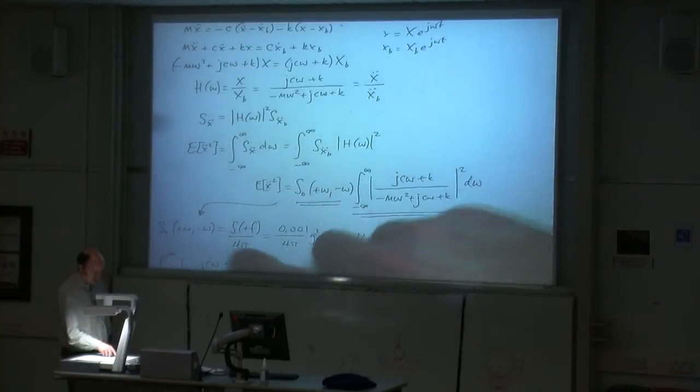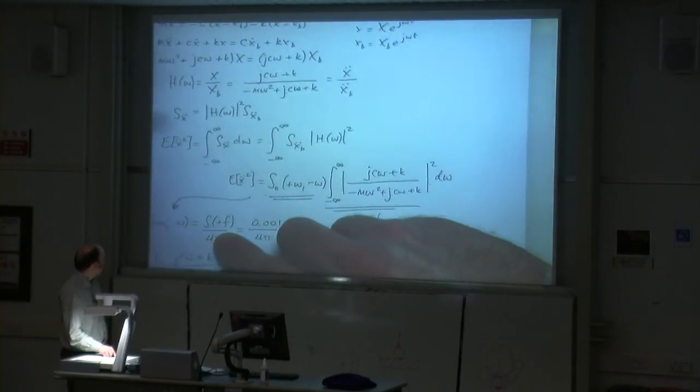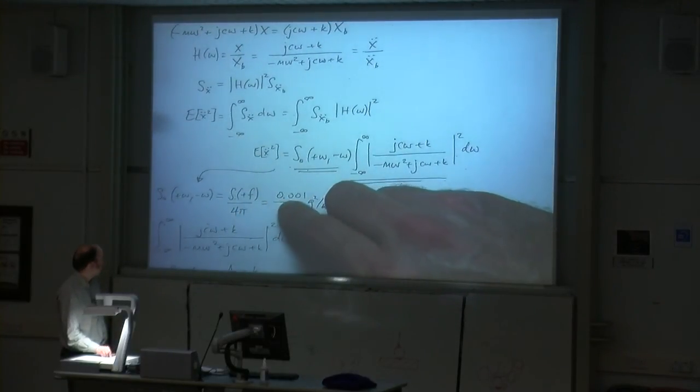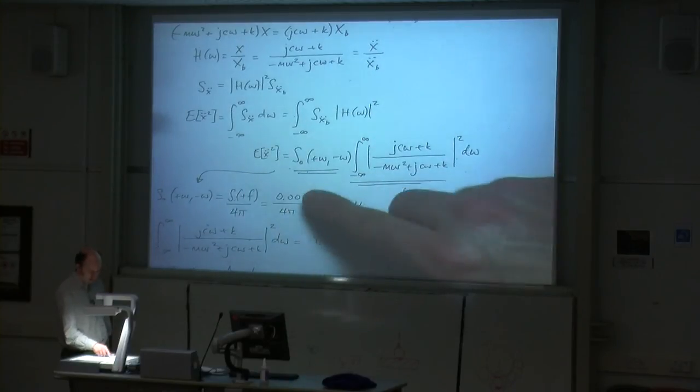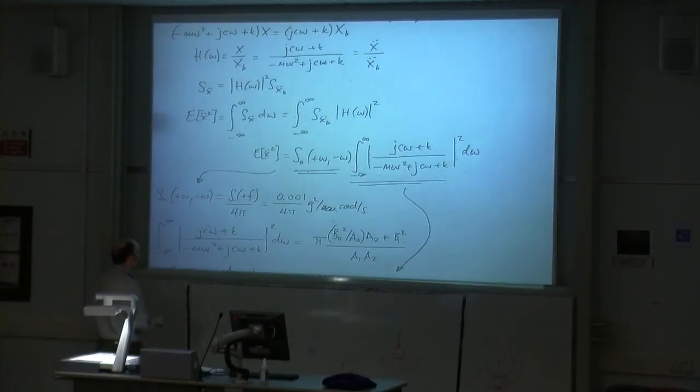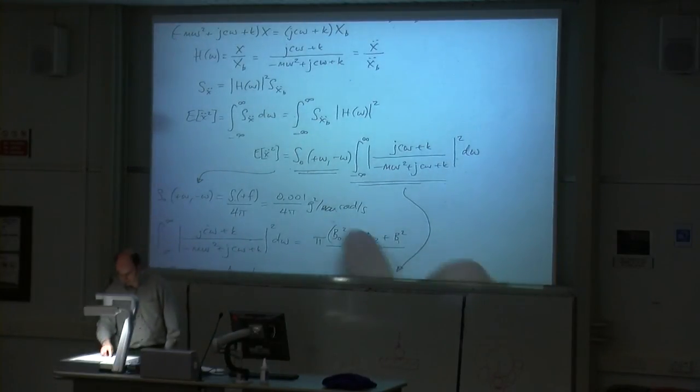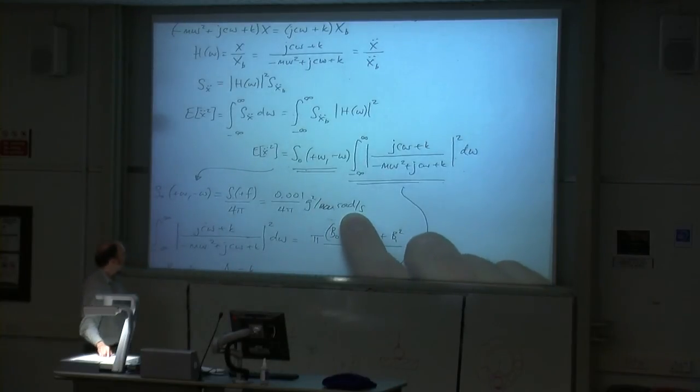We know that's a constant, and the constant term was 0.001 g squared per hertz. To get it in terms of omega, we must divide by 4 pi, which is where this 4 pi comes from. And so that's now g squared per radians per second. So that's the first bit.